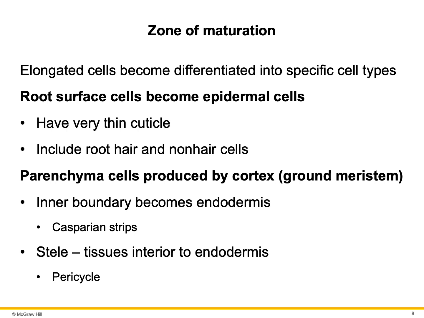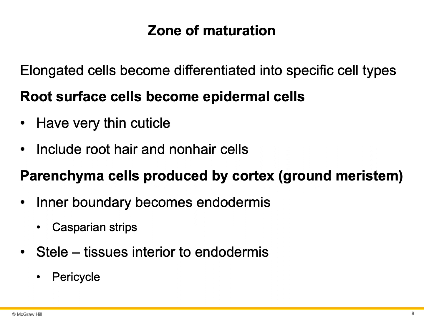The inner boundary of the cortex differentiates into the endodermis that contains Casparian strips. Endodermal primary walls contain suberin that is not permeable to water. These strips block the transportation of water, creating selective permeability, which is very important for plants.